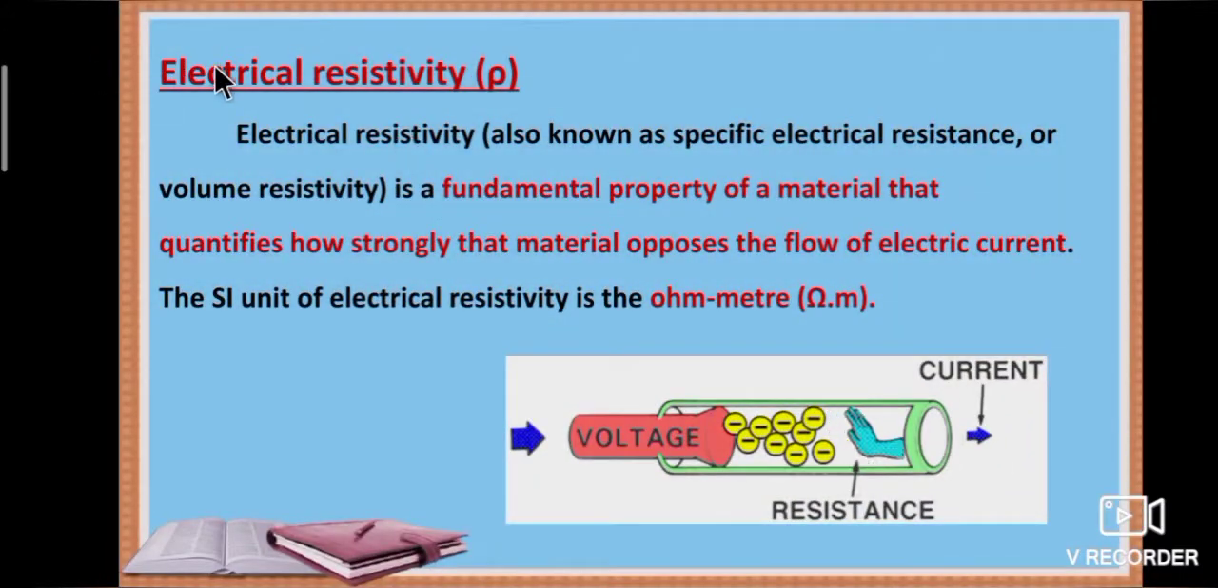Next, we have discussed electrical resistivity. It is represented by rho. Electrical resistivity, also known as specific electrical resistance or volume resistivity, is a fundamental property of a material that quantifies how strongly that material opposes the flow of electric current. The SI unit of electrical resistivity is the ohm meter.